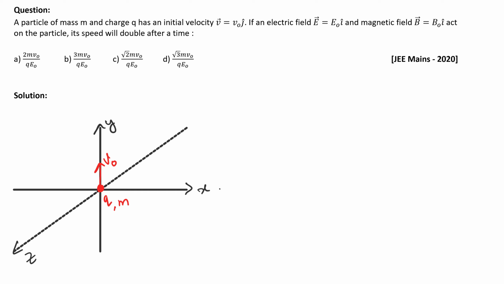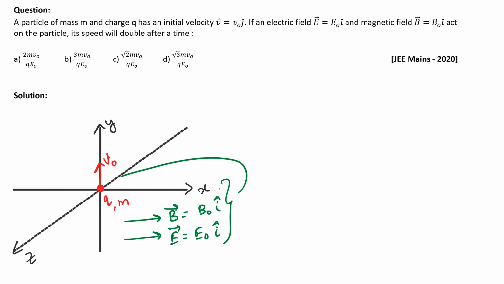Apart from this, we have two uniform fields. One is the magnetic field given as B naught i cap and another is the electric field given as E naught i cap. Now we would like to see the effect of both of these fields on this charged particle. Let's first look at the effect of the magnetic field.